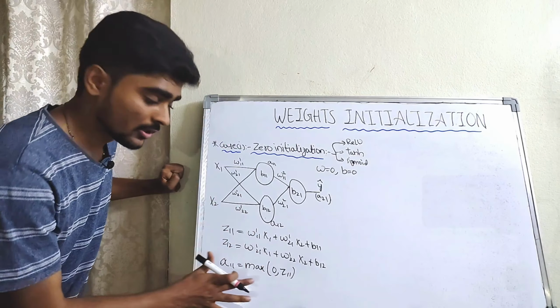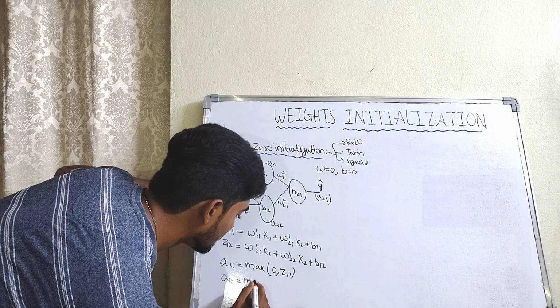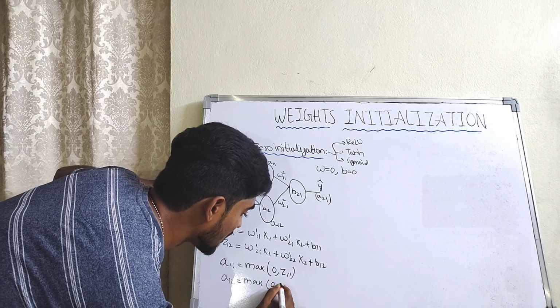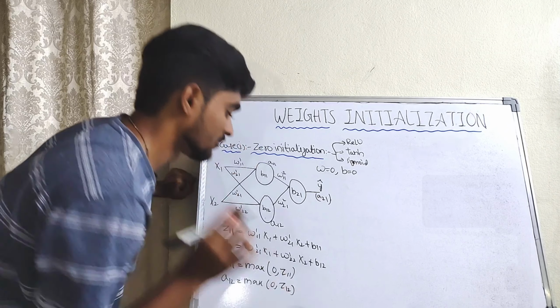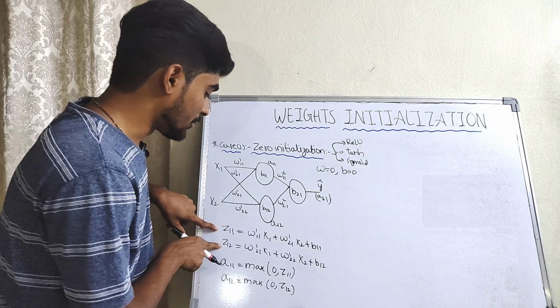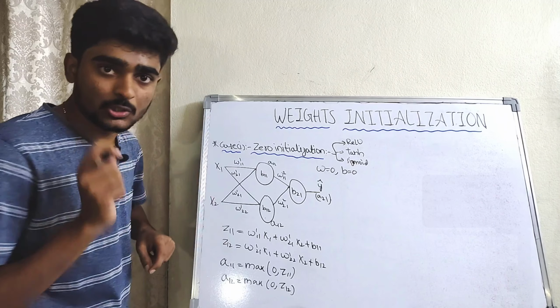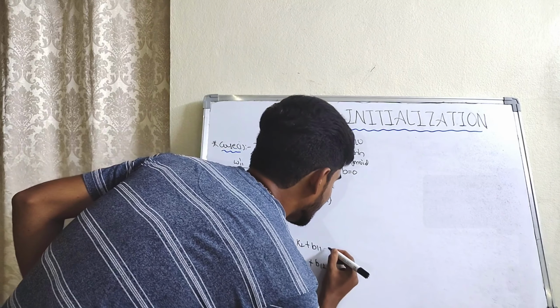Now we'll be calculating a12, that is maximum of 0 comma z12. Before calculating these activation function outputs, we need to determine z11 and z12. Now let's calculate z11.